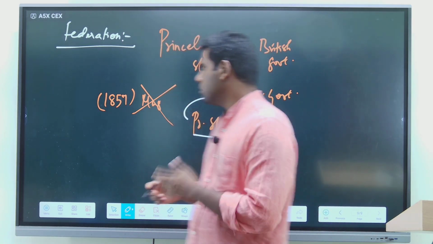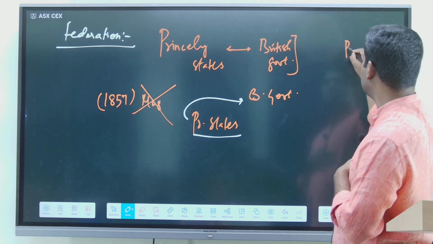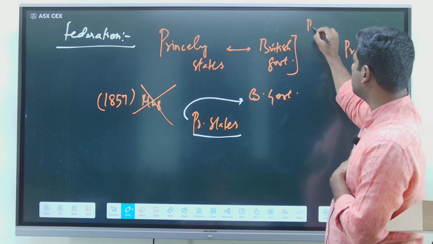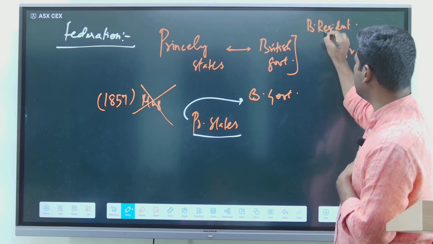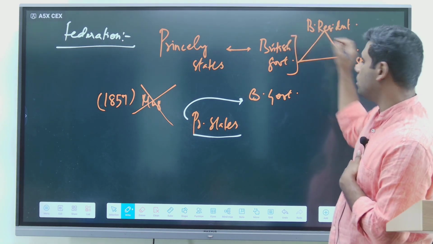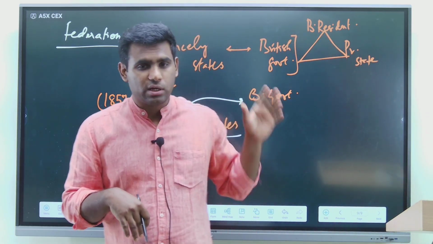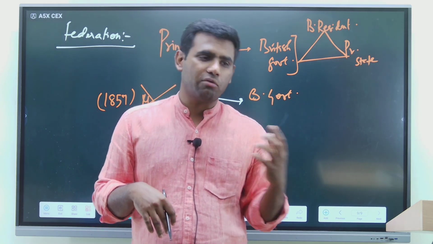And not only that, who was the intermediary between the British government and the princely state? There was a British resident who was posted in the court of the princely state. So he was like the bridge between the Viceroy and the princely state, right? And these British political residents who were placed in the princely states really did meddle with the internal affairs of the princes.